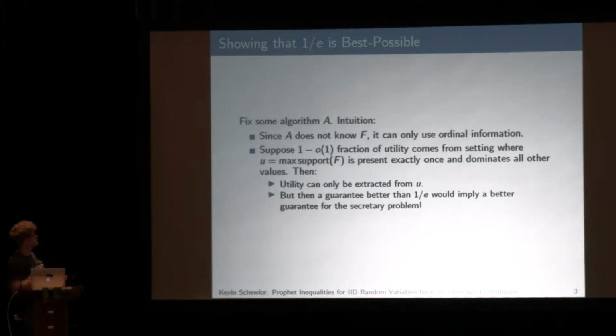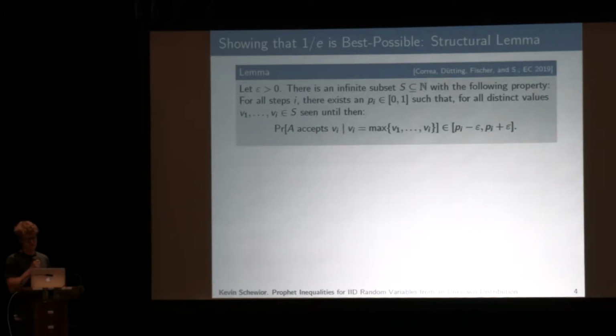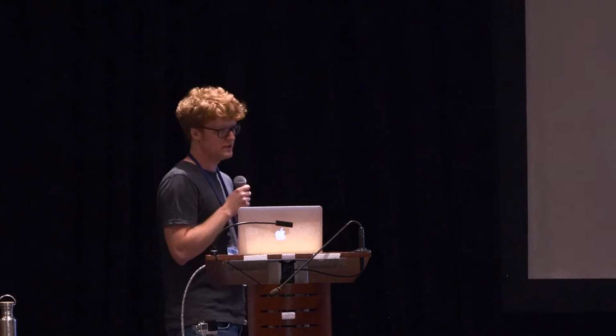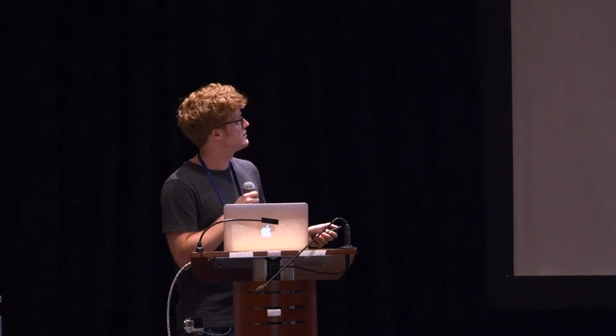Okay, so I want to make this first bullet point here a little more precise. So what does it mean that the algorithm can only use ordinal information? So okay, this lemma is a bit technical, but I think you will learn something from the techniques that we're using here. So let's fix some epsilon larger than 0. So what we show is that there's an infinite subset of the natural numbers with the following property. For all steps i, there's some probability pi such that whenever you see i values, such that the last one is the maximum, then the algorithm essentially accepts with the same probability, which is in an epsilon band around this pi.